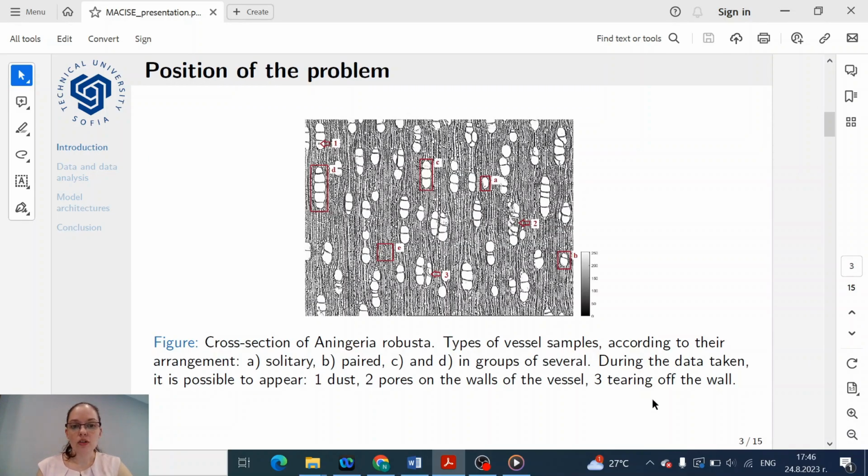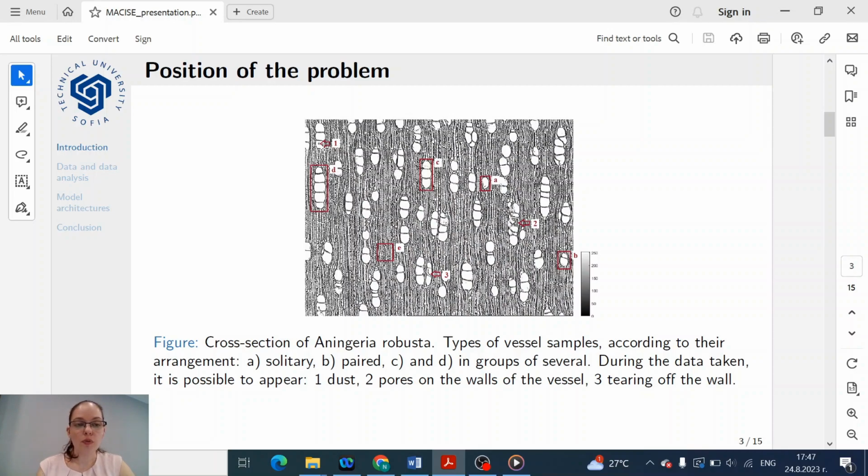So, this is a cross-section of a wood tree. As you can see, we can find different types of arrangement of vessels. For example, we can have a solitary vessel, paired, and in groups of several. During data acquisition, it is possible for some dust or pores or a wall of the vessel to appear. We can have tearing of the wall actually.